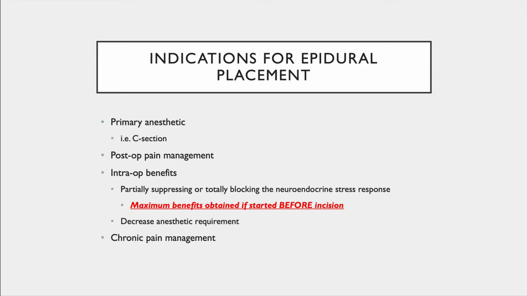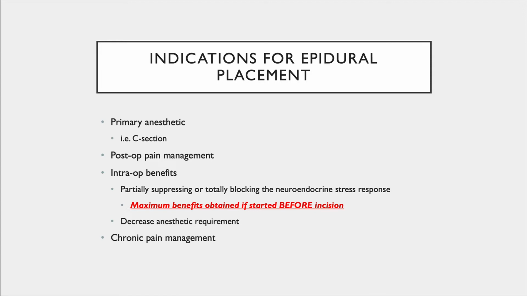So the indications for epidural placement are somewhat self-evident. You can use them as a primary anesthetic in things like C-sections. Post-operative pain management will be the primary use for epidurals during this rotation. However, I'd like to emphasize that there are intraoperative benefits, including partially suppressing or completely blocking the neuroendocrine stress response. The benefit of this for epidural catheters is maximized if the epidural is started before incision.